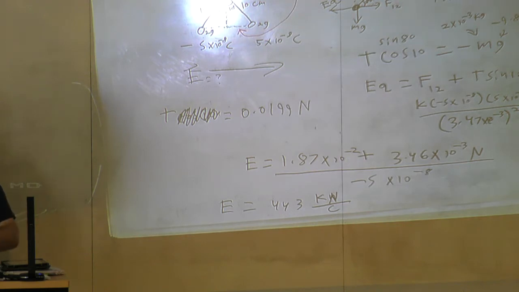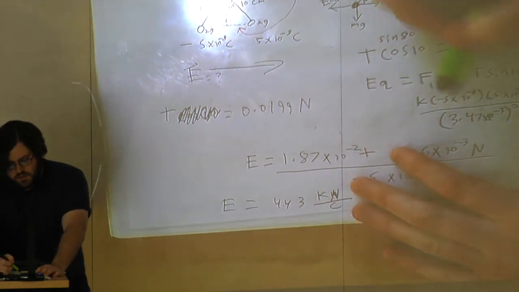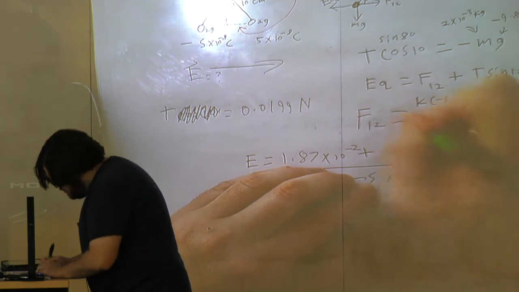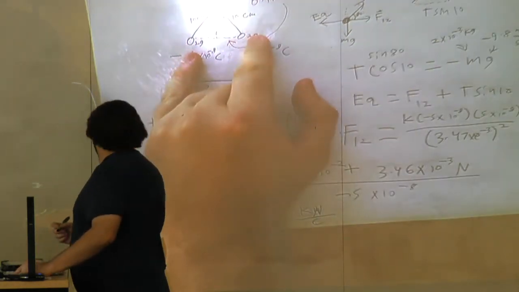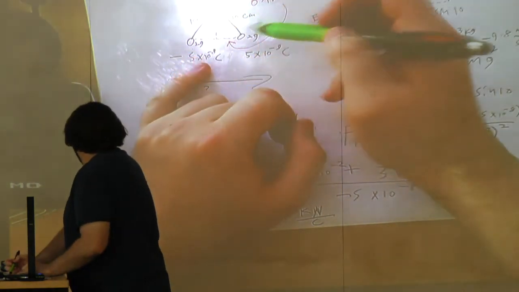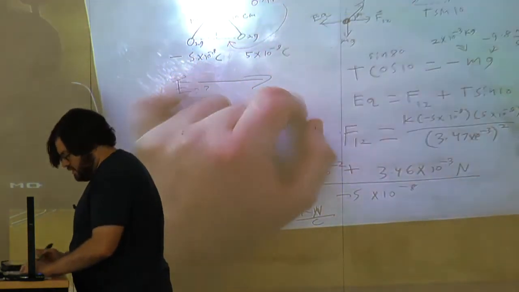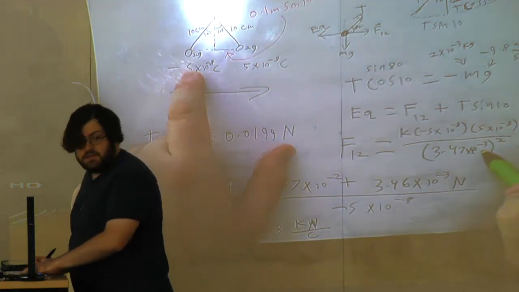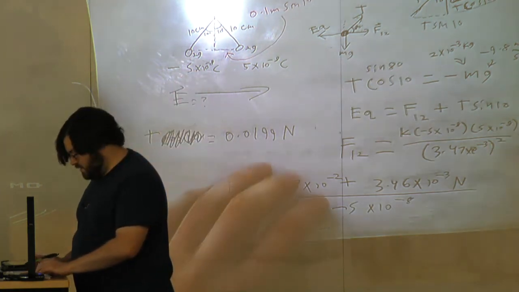Yes. Your equation under EQ, what is that equal to? This? That's F of 1 2. So that's the force from one charge onto the other charge. Okay, because these are the charges. KQQ over R squared. This is Coulomb's law. Okay, sorry that wasn't clear.